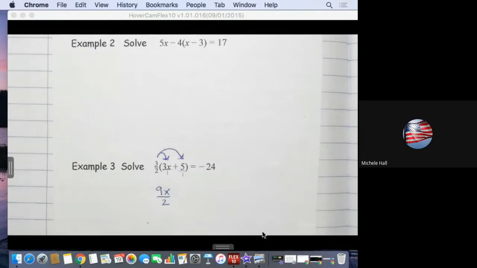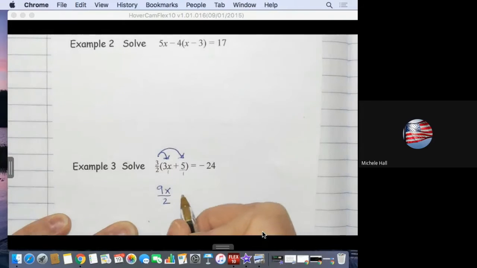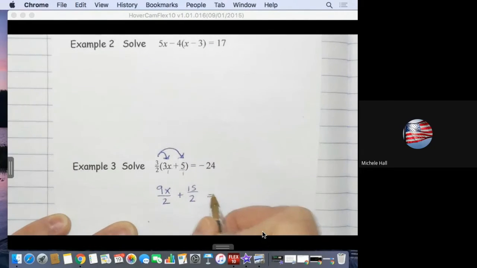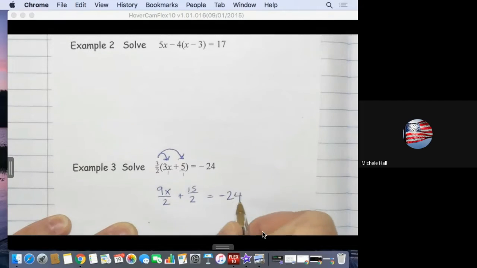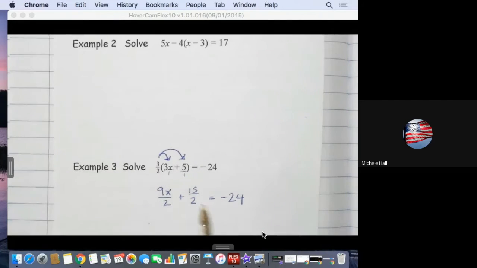I don't see any cross canceling. 2 and 5 can't cross cancel. 3 and 1. Otherwise, I would do some cross canceling. Multiply straight across. 3 times 5 is 15. 2 times 1 is 2. And that equals negative 24. Now I have a two-step equation. X is being multiplied by 9 halves, and it's being added by 15 halves. I'm going to start solving.